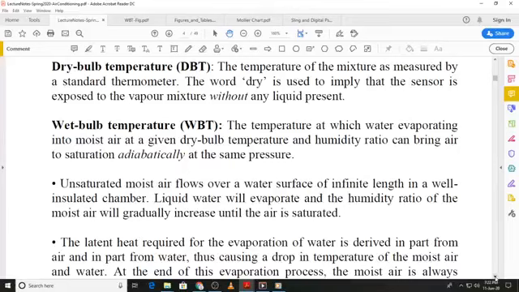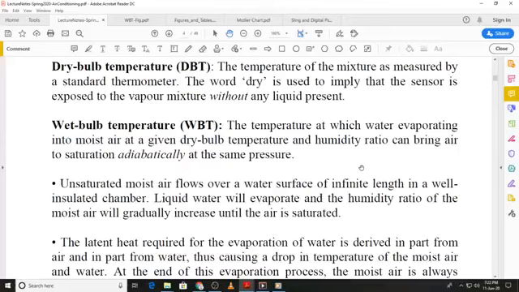The wet bulb temperature, again I will first read out the definition and then we'll try to see how to conceptualize the definition that we have just read. The temperature at which water evaporating into moist air at a given dry bulb temperature and humidity ratio can bring the air to saturation adiabatically at the same pressure. What is implied is that we have a moist air sample which is not saturated, and that moist air sample is brought into contact with water and water evaporates into the air stream, and eventually this evaporation will lead to a point where the air becomes saturated, and it is done such that the entire process is adiabatic.